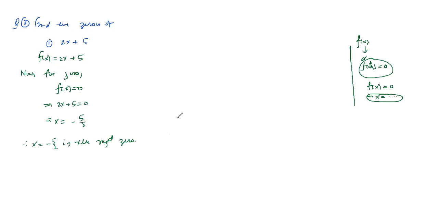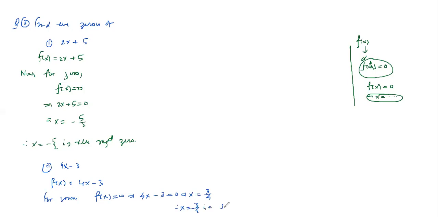Right. So if any other polynomial is given, say this is number 1, then the other polynomial is given: 4x minus 3. Similarly, you name it, say f(x) is 4x minus 3. So for zeros, f(x) will be equal to 0, that is, 4x minus 3 is equal to 0. So x is equal to 3 by 4. Therefore, x equal to 3 by 4 is a zero of f(x). So you are done with this.